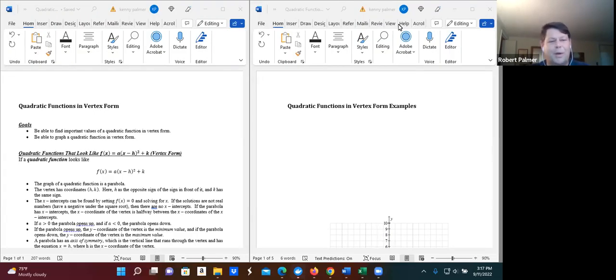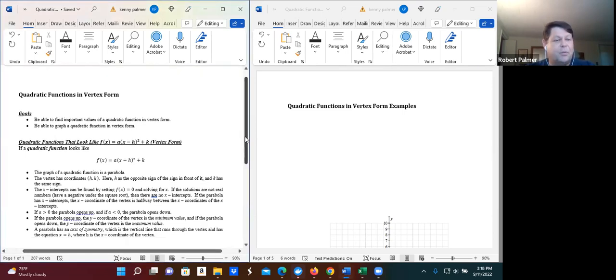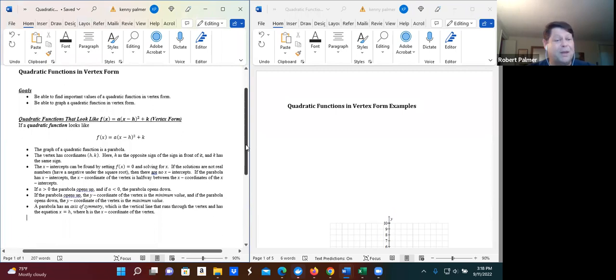Hello, everyone. Welcome back. Today, we're going to learn about quadratic functions, specifically quadratic functions in what's called vertex form, which we'll explain. So our goals for today: be able to find the important values of a quadratic function in vertex form, using the equation itself and what we can get from that, and also be able to graph a quadratic function when it's given in vertex form.